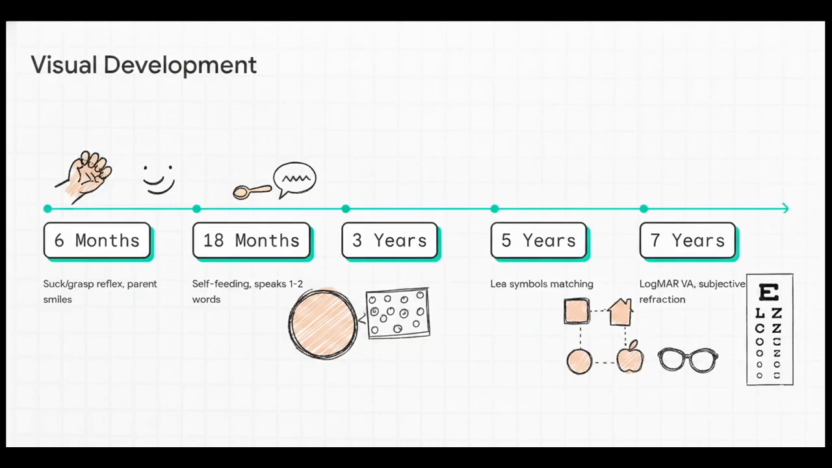Then, right around 3 years old, we can actually start using preferential viewing charts to estimate their visual acuity, and this perfectly aligns with their new ability to draw circles. By age 5, they're matching Leah symbols on flip cards. And finally, by age 7, they've got the cognitive maturity for standard visual acuity tests and a full subjective refraction to perfectly dial in their vision.